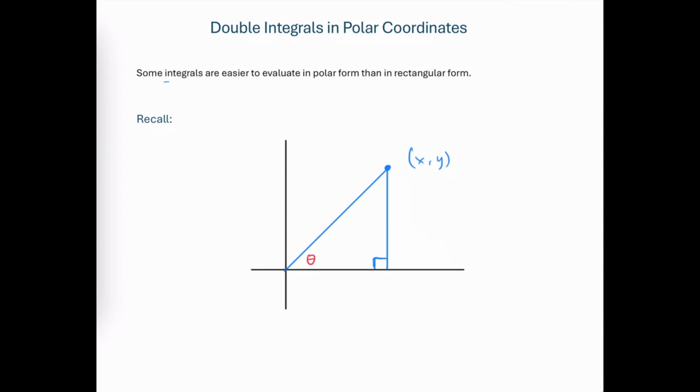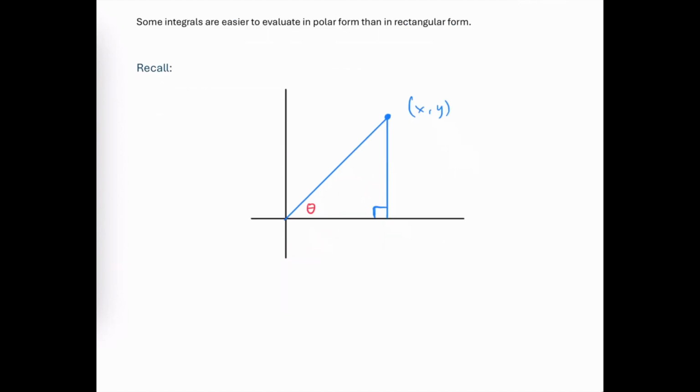In this video, we're going to derive the formula used to evaluate a double integral in polar form. First, let's recall that we have some conversion formulas that will come into play. Based on our understanding of trigonometry, we know that x is equal to r cosine theta, y is equal to r sine theta, and x squared plus y squared is equal to r squared.